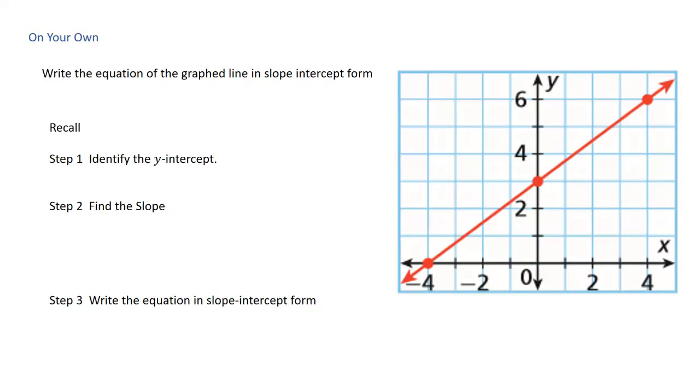All right, here we go. We're going to write the equation of the graphed line in slope-intercept form. Again, remember the slope-intercept form is y equals mx plus b. The first thing we have to do is find the y-intercept, and we can see in this problem the line crosses the y-axis at 0, 3. So our y-intercept is 3. So we're going to say y equals 3. The next thing we have to do is find the slope.